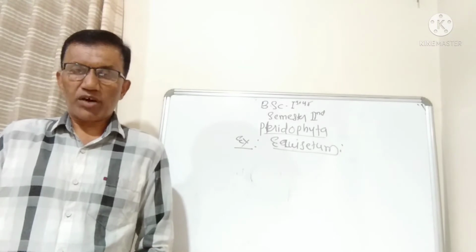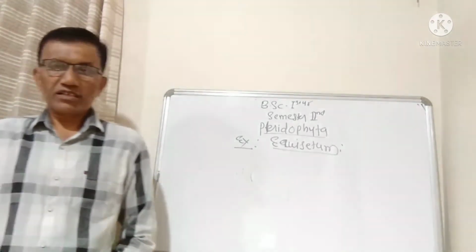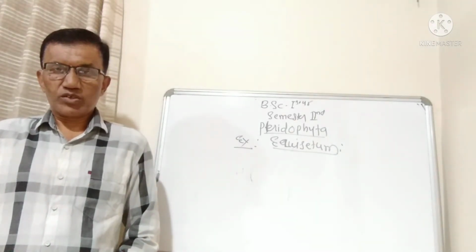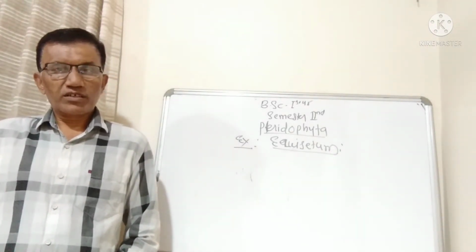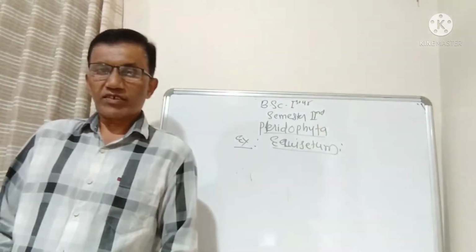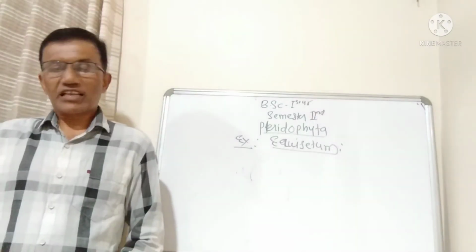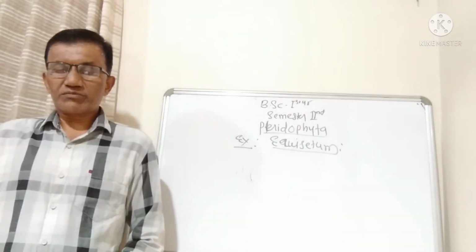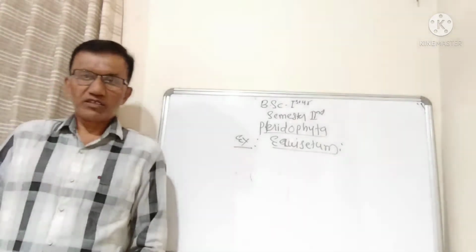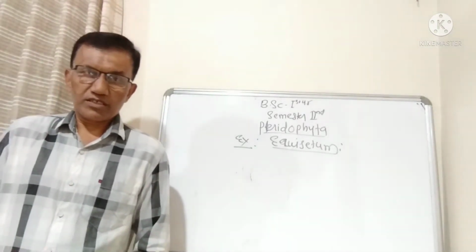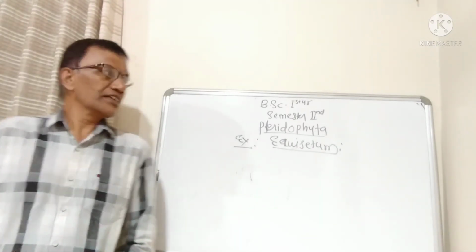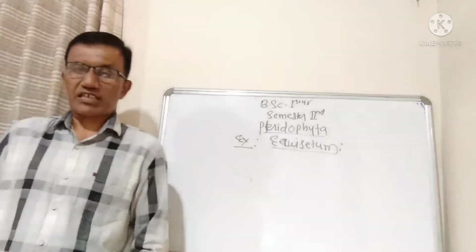Externally, what are the different parts of Selaginella? Then internally, what are the different parts of stem, root and leaf? Then what type of vascular bundles are there in case of Selaginella? Then how does Selaginella multiply or reproduce? There are certain important points which were explained while explaining the life cycle of Selaginella.